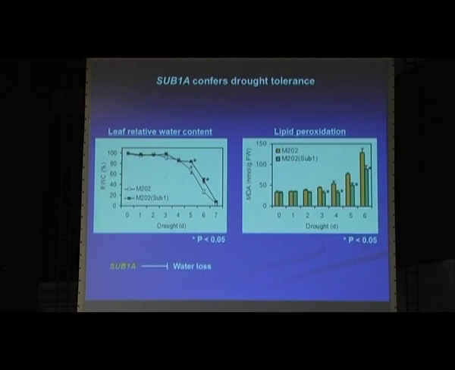And we also quantified MDA content. MDA is a good indicator of lipid peroxidation, which is induced by oxidative stress. MDA content increased by 12 in both genotypes, but M202 contained more MDA. So this indicates SUB1A also restricts lipid peroxidation during dehydration stress.